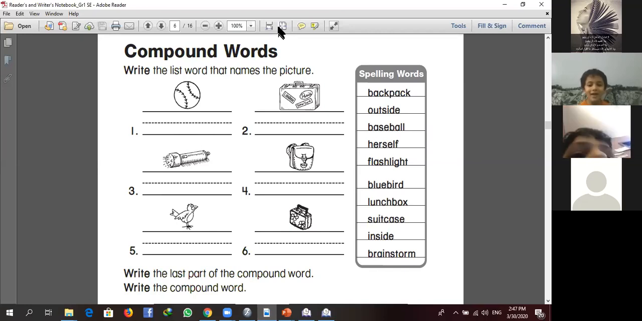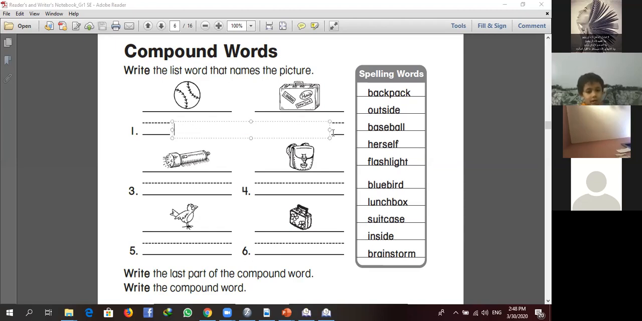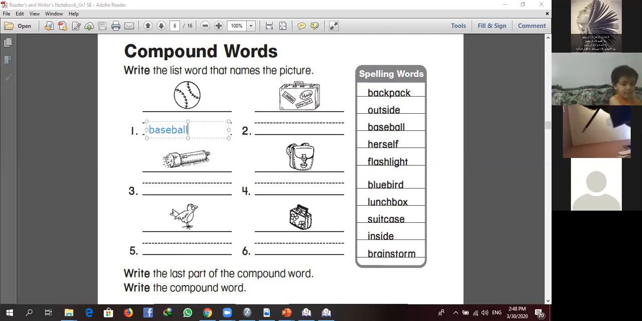Okay. Ready? Okay, Ali, answer the first one. What's this? Baseball. Actually, it's baseball. Very well, Ali. So, let me write it over here. Baseball. That's right.